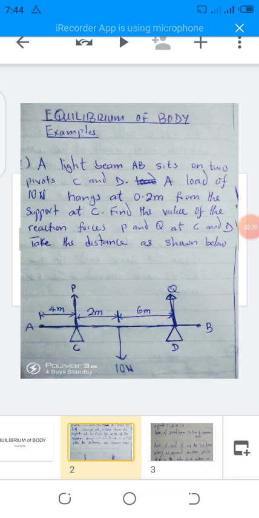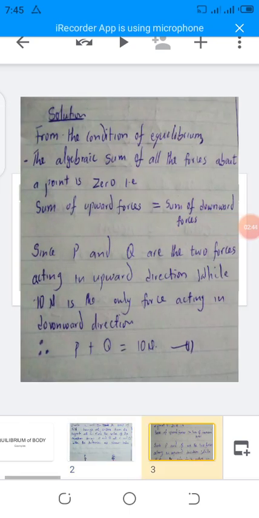While the distance of reaction Q from reaction P is 6 meters plus 2 meters. That gives 8 meters. So therefore, the distance of reaction Q from P is 8 meters. I believe that is clear. So let's proceed. Now we will solve the problem from the condition of equilibrium of bodies.